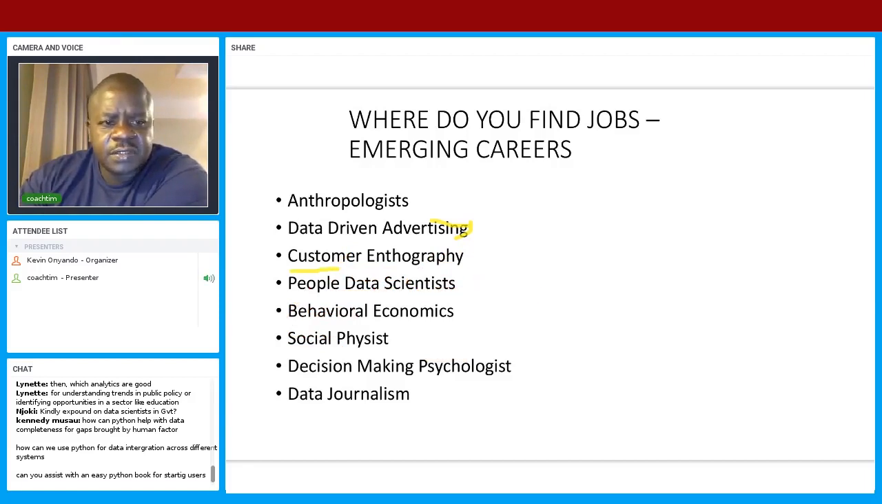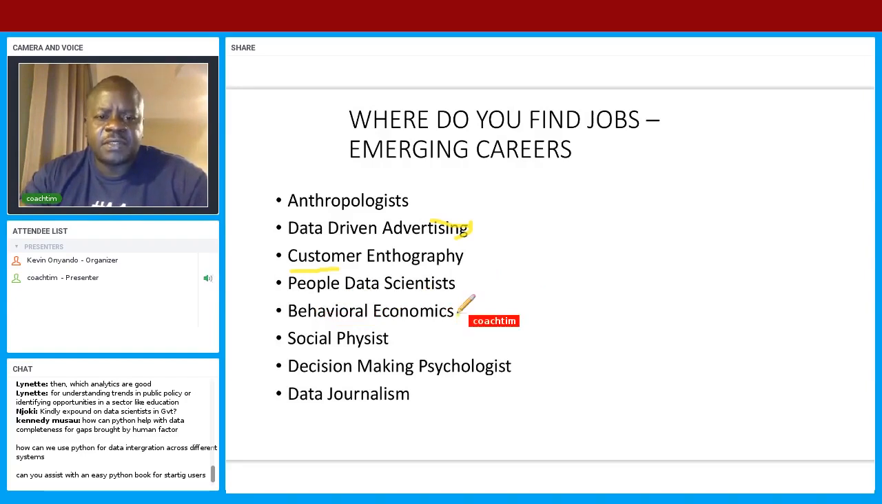So people data scientists, this is for Judy and Dennis. This is on the people analytics side of the business. How well are you able to anchor the business decisions for the company employees based on analytics? It's an area that's growing, and your role now will start shifting to this.